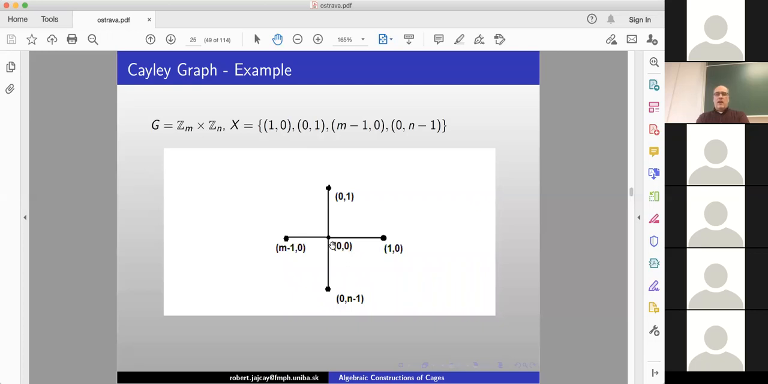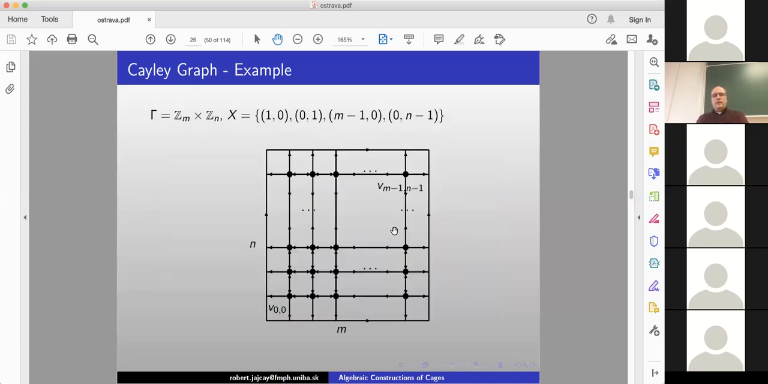around the vertex (0,0). Neighbors of (0,0) are the vertices that you get by adding the generators to (0,0). Easy to check that this is a degree 4. And if you do it for all the vertices, you end up with this nice rectangular grid. You should realize that this and this is identified, and this is identified. So it makes for a very, very nice and very, very symmetric graph. And that's my example of a Cayley graph. Of course, most examples are much more complicated. This is an easy group and an easy generating set.